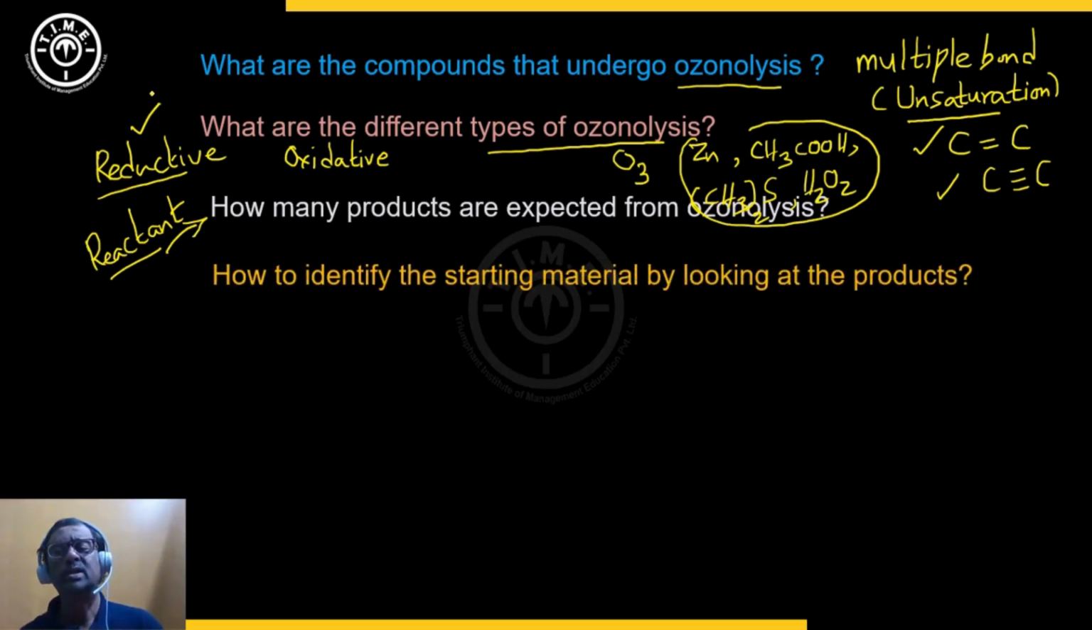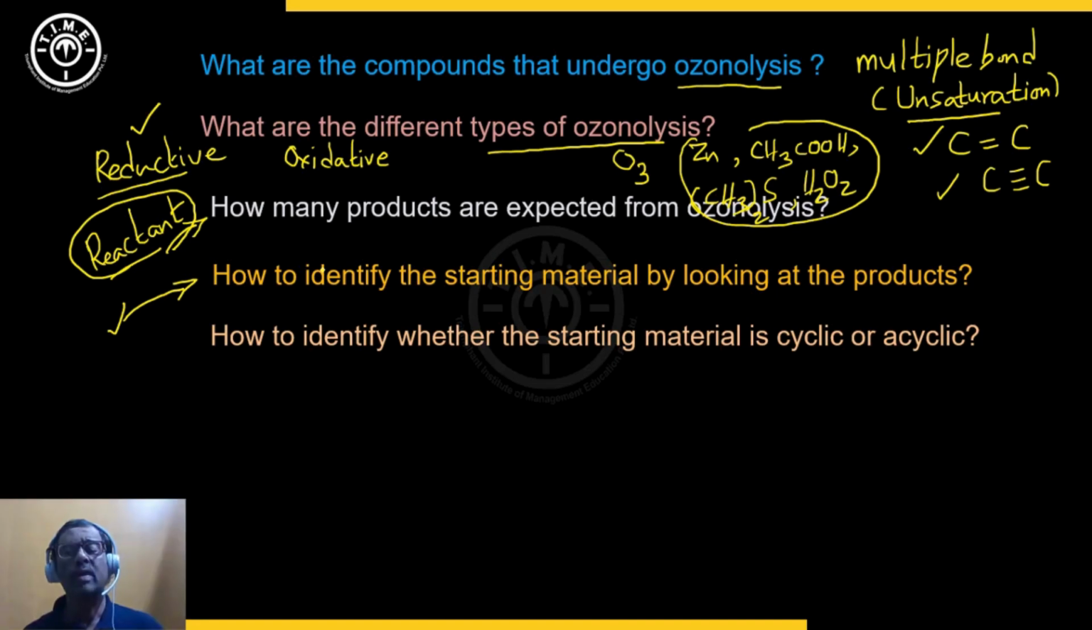Next, how to identify the starting material by looking at the products. While we are doing this session, a student by himself or herself will get to know this. Then, how to identify whether the starting material is cyclic or acyclic? Even this will take some time. So I have answered the first two questions simply, and the remaining questions will take some time. A student might understand in this session itself, or the forthcoming session will be able to throw light on that. So shall we begin?